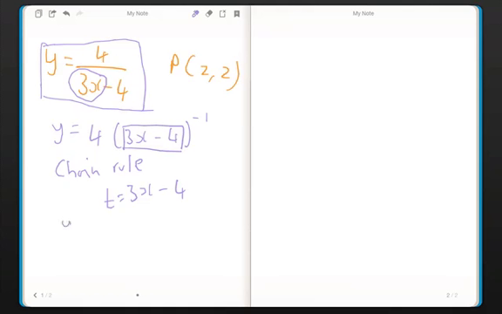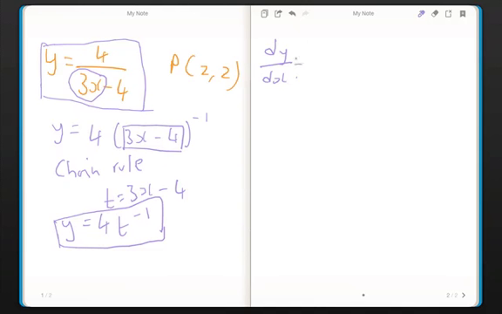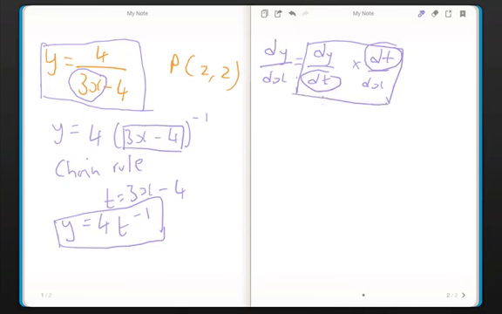So we can rewrite our equation as y is equal to 4 into t to the power of minus 1. Now, the symbol for differentiation of y with respect to x is dy by dx. But in this equation, we cannot do dy by dx directly because we have only a variable t. So we can say that dy by dx is equal to dy by dt into dt by dx, as these two can cancel out and give us dy by dx. This is another way to rewrite it and makes our life easier. It's called the chain rule.